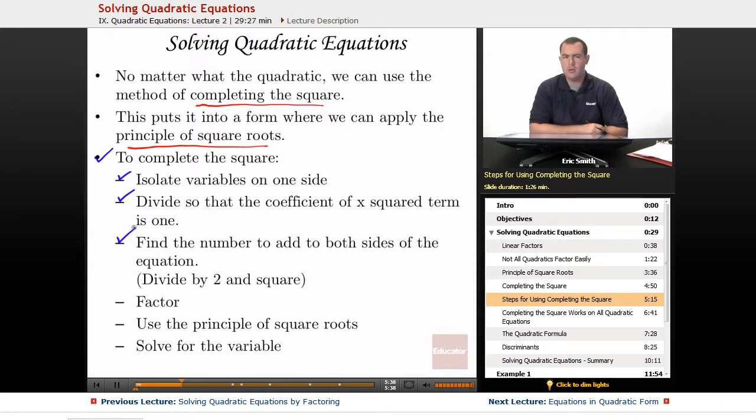Then we'll be looking for a number that we can add to both sides of the equation so that it will go ahead and factor nicely. Now there's a great technique for finding this number. You take the coefficient on your x term, you divide it by 2, and you square it. After you've added that number, then you can simply factor. In fact, it should factor nicely at that point.